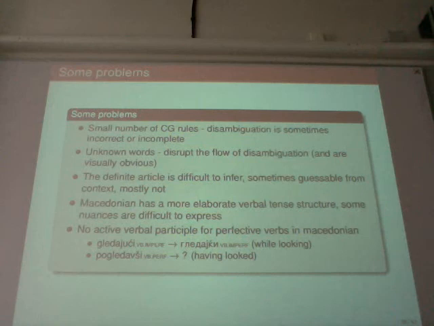Macedonian has a more rigid structure, so some nuances in Macedonian are difficult to express in translation. We have one technical problem. Macedonian doesn't have an active verbal participle for perfective verb forms. So we can make the translation directly for imperfective verbs, but for this we came up with nothing. Currently it normalizes to one verb form, but it's incorrect.